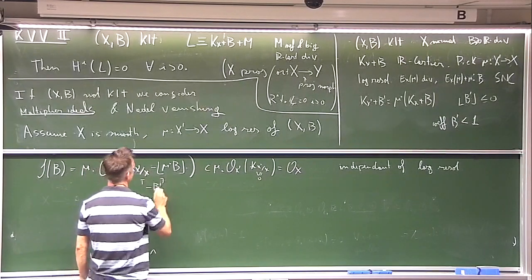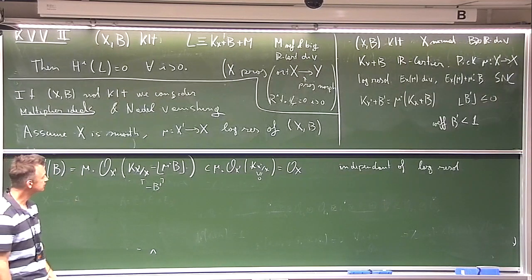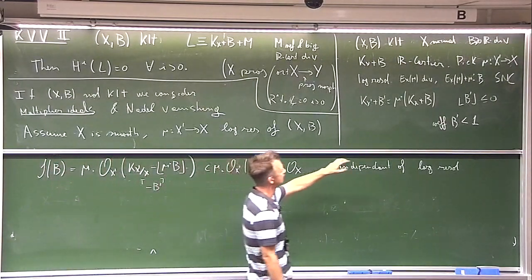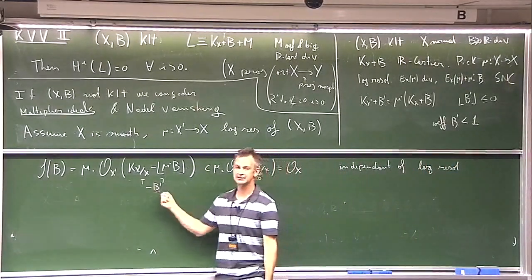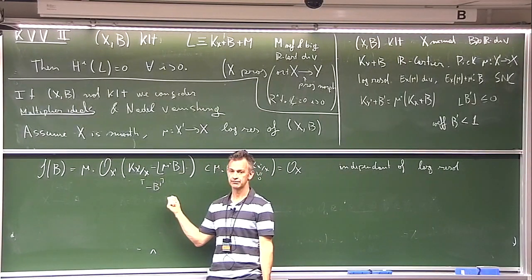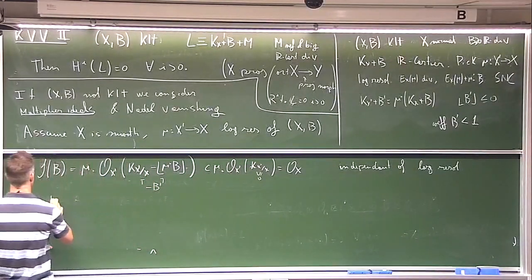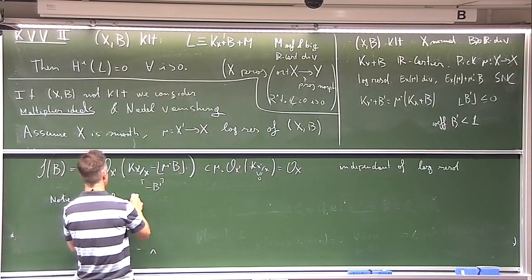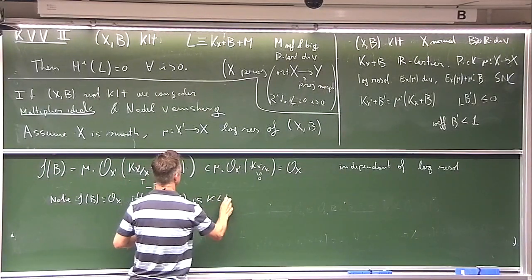As the round up of minus b prime. Round up or round down? Yes, the round up of minus b prime. So you see, if the coefficients of b prime are less than 1, then the coefficients of minus b prime are greater than minus 1. So when I round them up, they're greater than or equal to 0. So this tells you that the multiplier ideal sheaf of B is trivial if and only if the pair (X, B) is Kawamata log terminal.